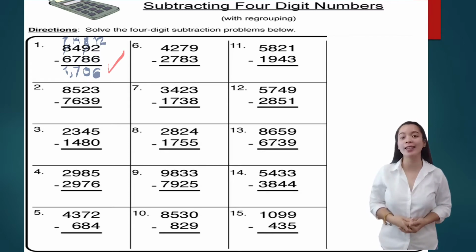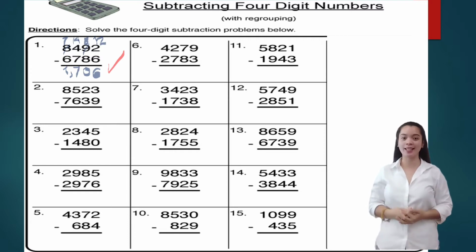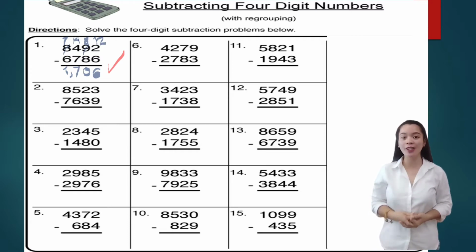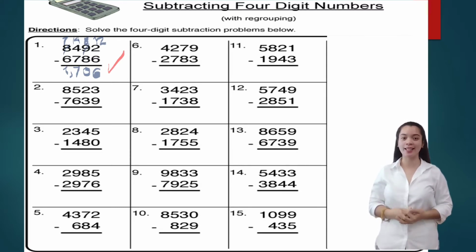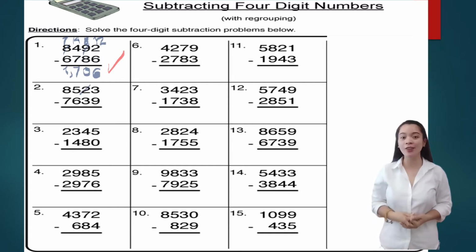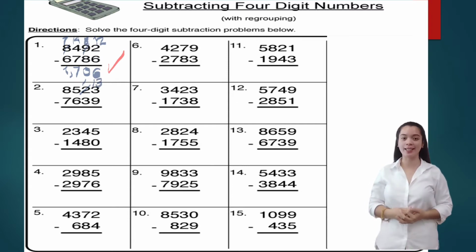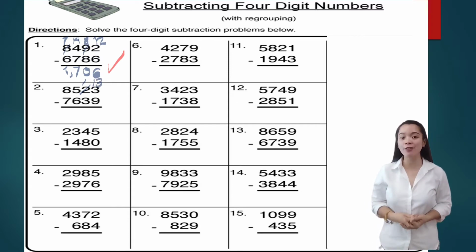We have 8,523 minus 7,639. Okay, can we subtract 9 from 3? No, we can't. So let's borrow from 2. 2 becomes 1 and 3 becomes 13. So 13 minus 9 is equals to 4.